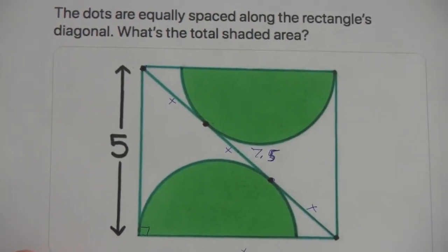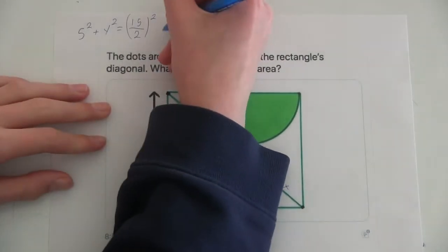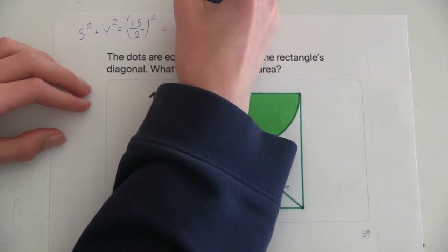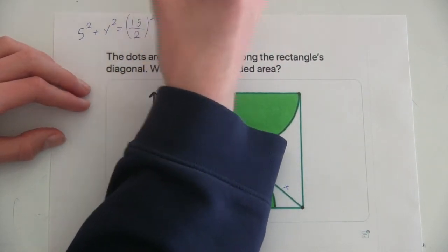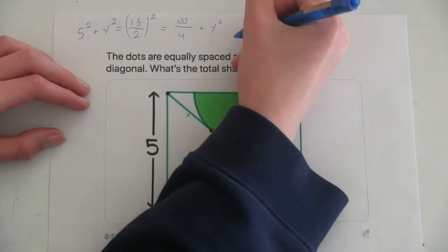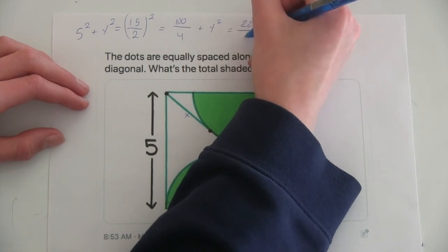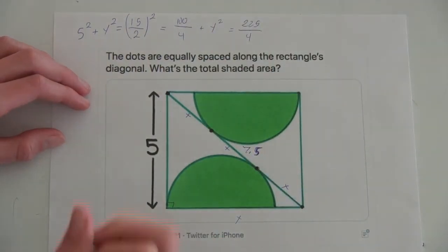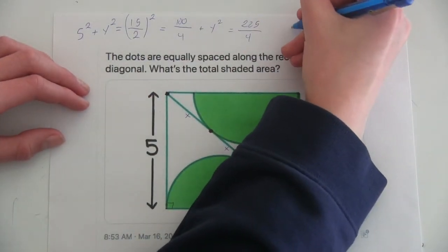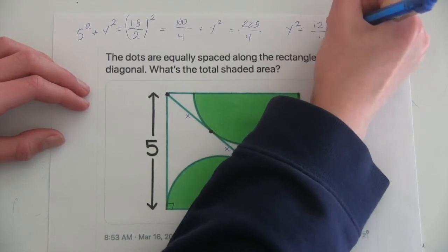So 5 squared is 25, which is 100 fourths, since the denominator is going to be in fourths here. Plus y squared equals 225 over 4. And so we can subtract 100 fourths from both sides to get that y squared is 125 over 4.